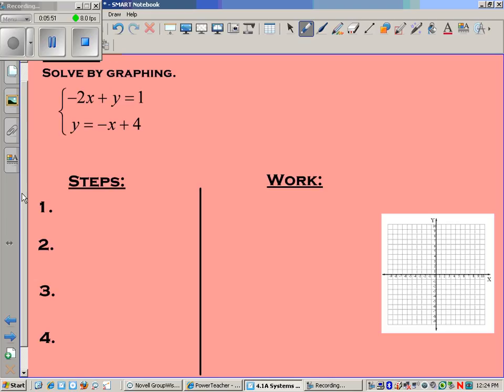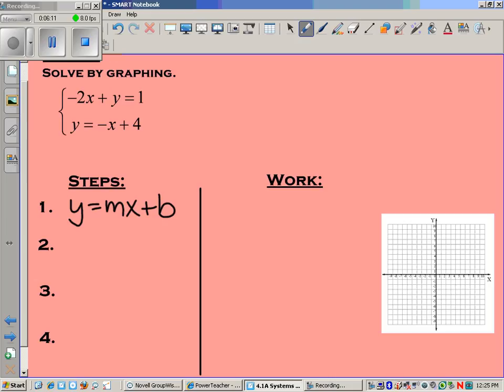Okay, when the problem asks us to solve this system by graphing, our first step before we can even graph it is to make sure that it looks like an equation of a line. So our first step is to make sure that I put both equations into y equals mx plus b. I need to make it look like a line before I can graph the line.